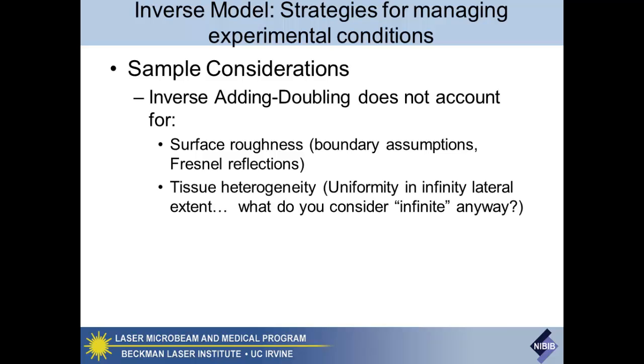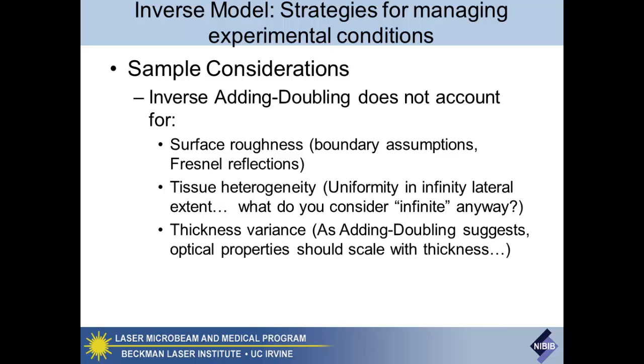Tissue heterogeneity. If you're dealing with actual tissue, we know that it's all structured. There's a question of uniformity. This code assumes it's homogeneous. So when you're making measurements, you have to consider how heterogeneous the sample is. Can I measure regions where it's more homogeneous than others? How close and how large of a sample do I really need for it to approximate an infinite lateral extent slab?